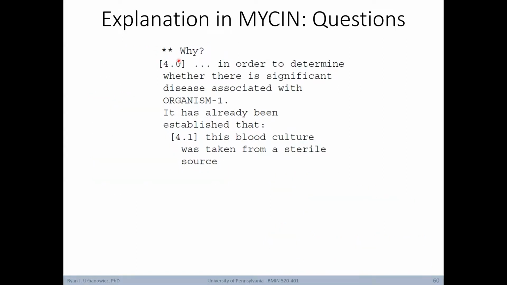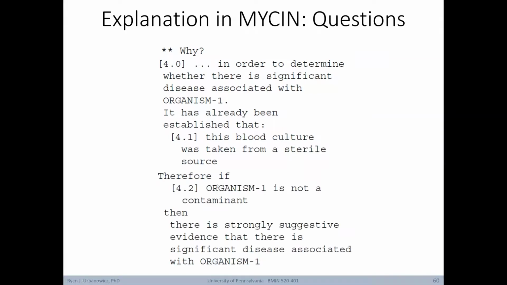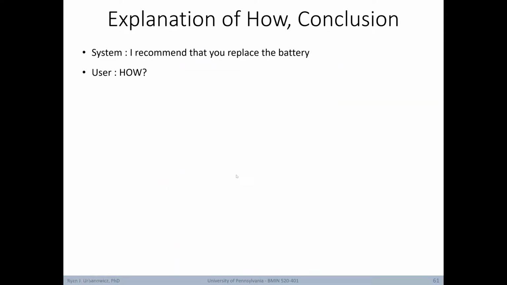We can ask why again, and MYCIN would respond: in order to determine whether there is a significant disease associated with organism 1. It has already been established that this blood culture was taken from a sterile source. And then it also gives the rule information. Therefore, if organism 1 is not a contaminant, then there is strongly suggestive evidence that there is a significant disease associated with organism 1. We've just looked at explanation of why, but how about explanation of how?